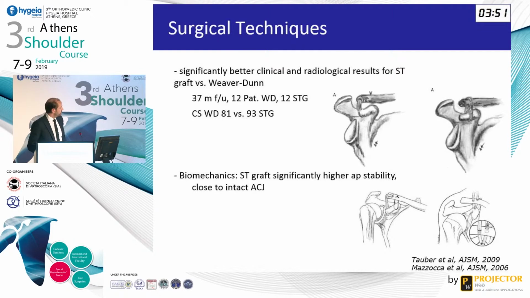Let's switch to the surgical techniques. This was done for years and years. Weaver and Dunn showed that the transfer of the CA ligament can lead to a stable AC joint. But what Tauber, my colleague in Munich, showed is that if you have a free semitendinosus graft wrapped around it, it's biomechanically much stronger and the clinical outcomes are better. This has also been shown by Mazzocca and his group. He does what he calls an anatomic reconstruction with a free semitendinosus graft and 2 screws fixed to the clavicle. Big drill holes, though, 6 millimeters twice, with an interference screw.